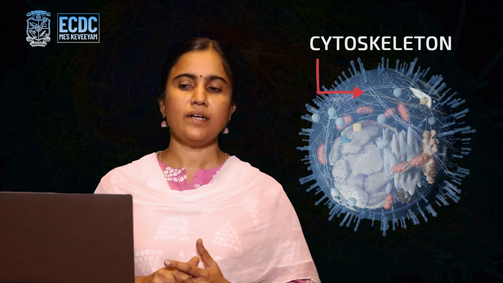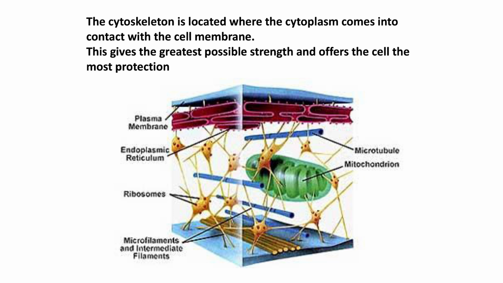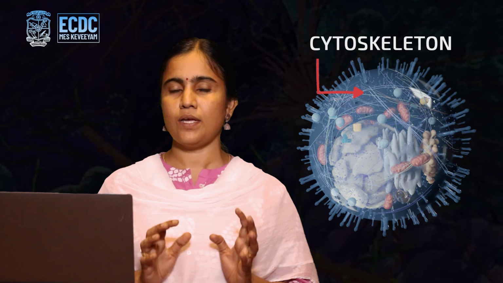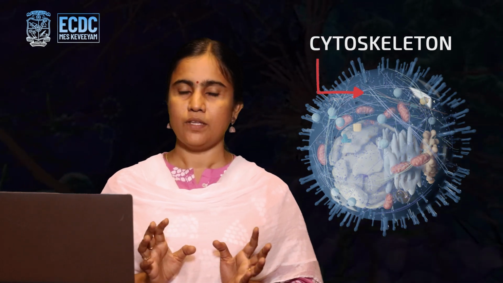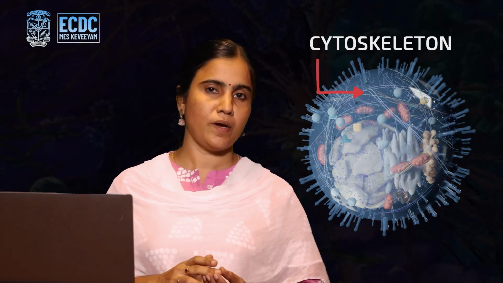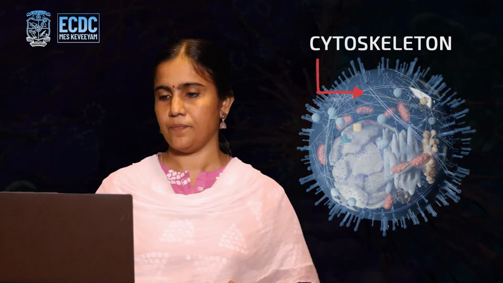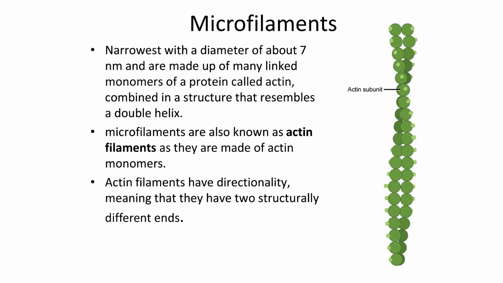The cytoskeleton is located where the cytoplasm comes into contact with the cell membrane. This gives the greatest possible strength and offers the cell the most protection. We all know that a cell has a particular shape. The shape and structure of the cell is maintained by the cytoskeleton. One of the major cytoskeletons is the microfilaments.